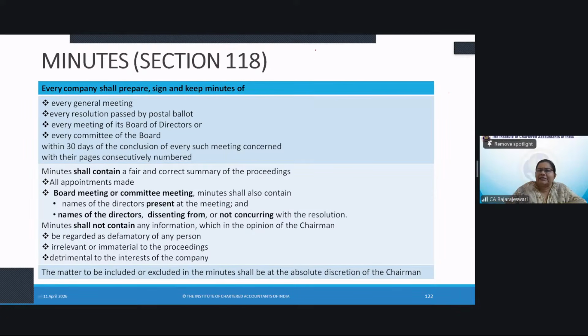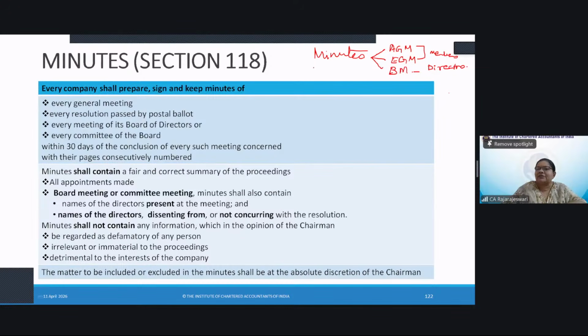So when I say minutes, you have got three meetings, right? One is AGM, one is EGM, and you have got board meeting. So AGM and EGM, this is the meeting of the members. This board meeting is the meeting of the board of directors. In all these cases, you should have to record it.